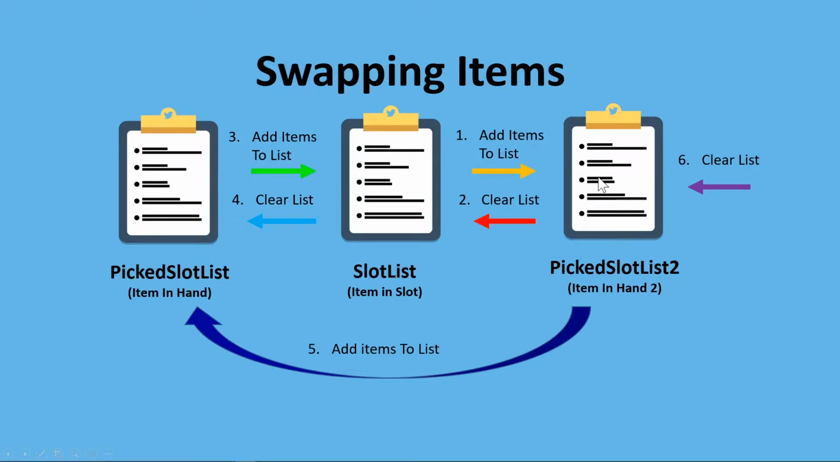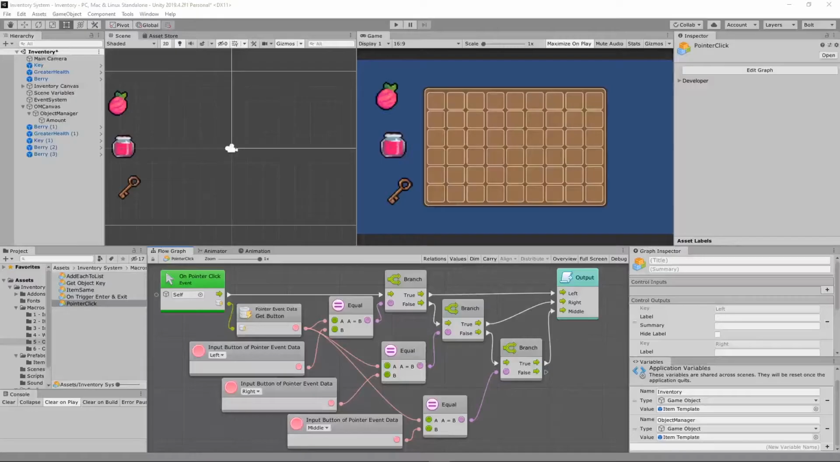And then we're going to need to take all of the items in the pick slot list 2, which are item in hand 2. So if you consider you have a left hand and a right hand, you're having to switch hands so you pick up everything and then place it in that list. That's essentially what's taking place here. We're taking all of these items in pick slot list 2 and putting them in pick slot list. And then we're going to clear that list.